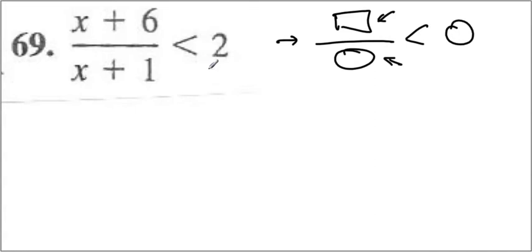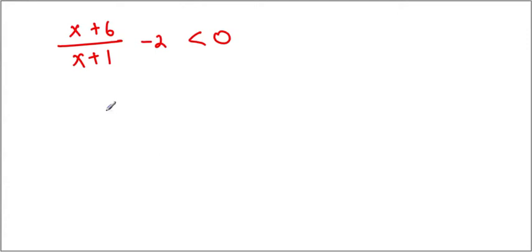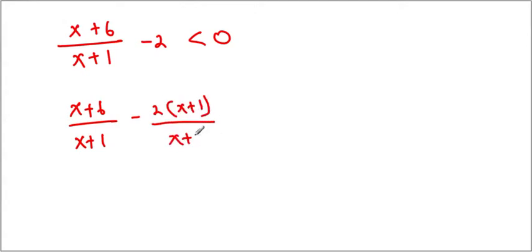So first here, what we like to do is subtract 2 from both sides. So then we will have x plus 6 over x plus 1, minus 2, has to be less than 0. Now, to make this the same denominator, we have x plus 6 over x plus 1 minus 2 times x plus 1 on top, and also x plus 1 on the bottom. Has to be less than 0.